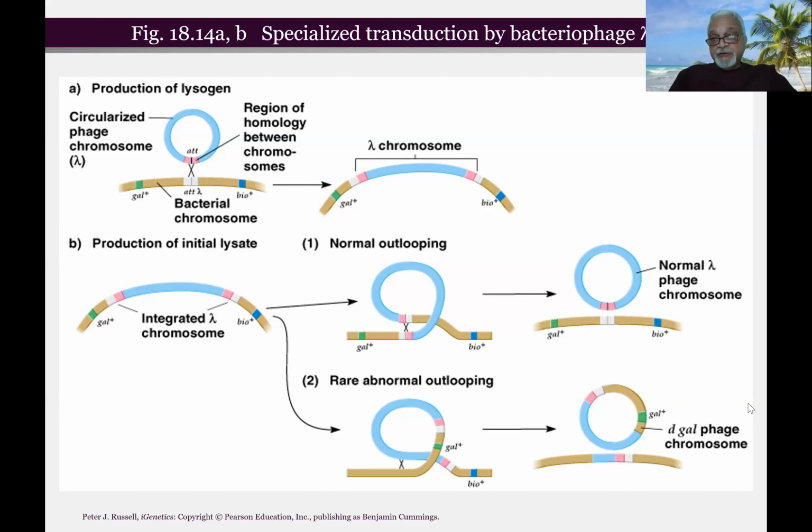In this case, for example, this gal plus has come along with other markers also. We are taking it as just an example. So this phage chromosomal DNA is defective, and we call it the D-gal phage chromosome. It is defective gal phage. Gal, we are identifying that it is carrying a gal gene or marker gene on it.